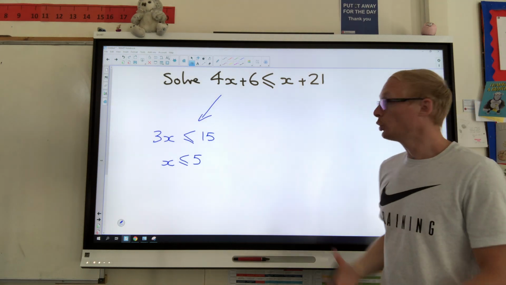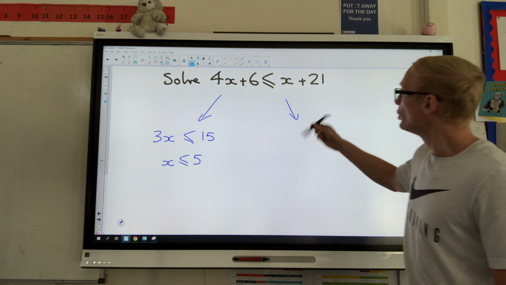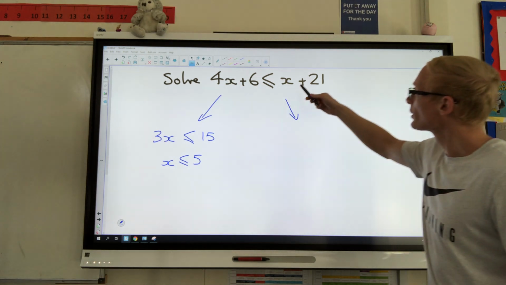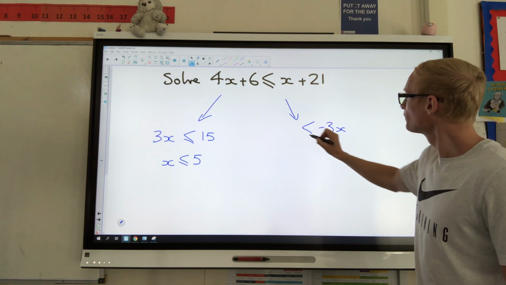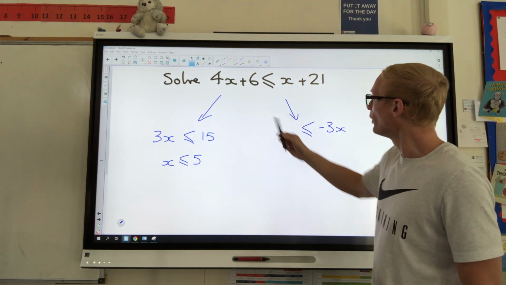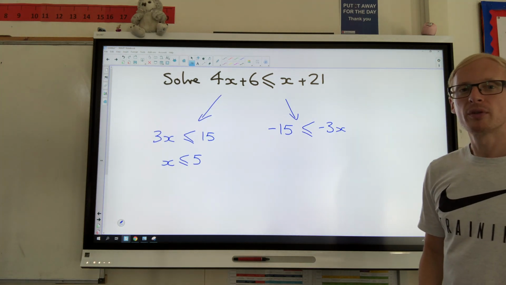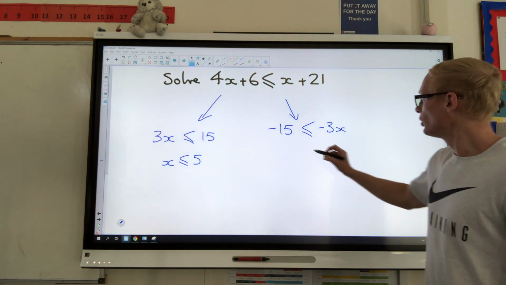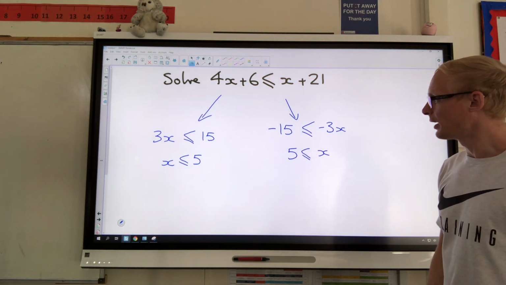However, you could get all the x's onto the other side. So what you could do here is you could subtract the 4x, which would leave you with negative 3x here. And then subtract the 21, which would give you negative 15. Now, when you divide both sides by negative 3 here, you would end up with 5 is less than or equal to x.